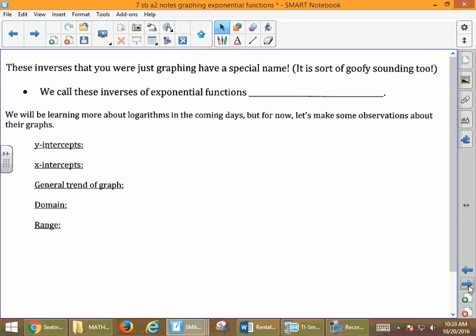But as we flip over here to the next page, the inverses that we were just graphing have a special name, and it might sound a little bit goofy. We call the inverse of exponential functions logarithms.